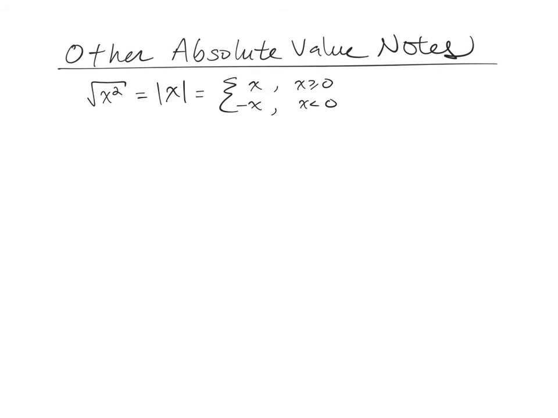And these helped out figuring out which one you should use, and we use the top one if x goes to infinity and the bottom one if x goes to negative infinity. Well, this square root of x squared equals absolute value of x is not the only version that you can see. You can see something like this, where you have the square root of x to the fourth equals the absolute value of x squared.